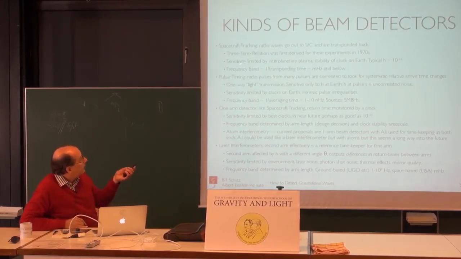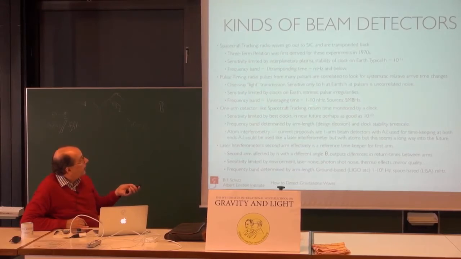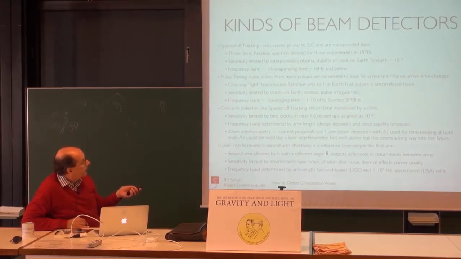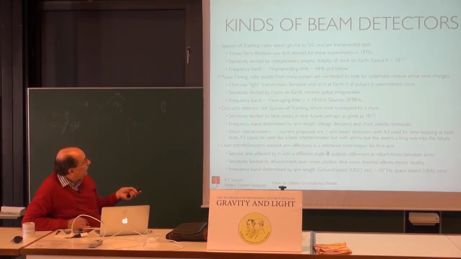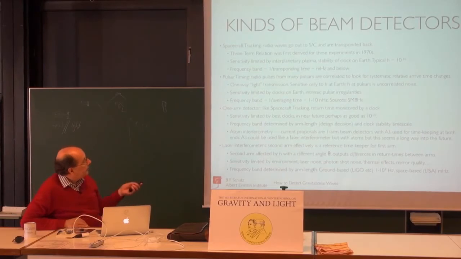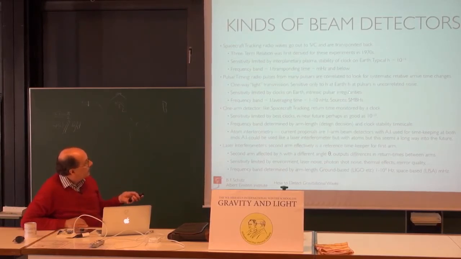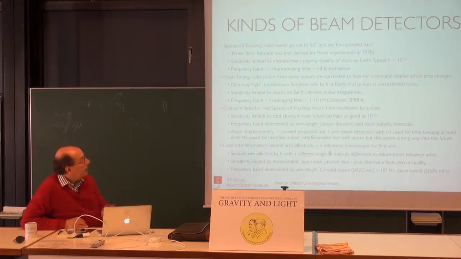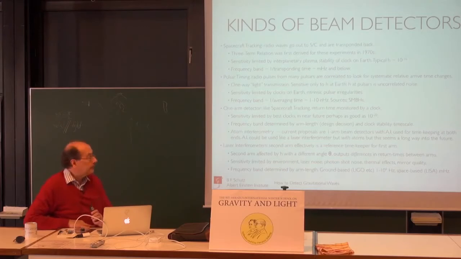So pulsar timing, unlike the signals looking for spacecraft tracking, has a chance of detecting even with the clocks that exist today. The frequency band is not set by transmission time, which is thousands of years. It's set by the averaging time to get to very stable pulsar arrival times, and that's an averaging time of about a year. So what we're observing with pulsar timing is about 1 to 10 nanohertz. It's below the frequency of the LISA band. It's a totally different frequency band than anything else accessible to us. And the sources are these supermassive black holes and their binaries and so on.